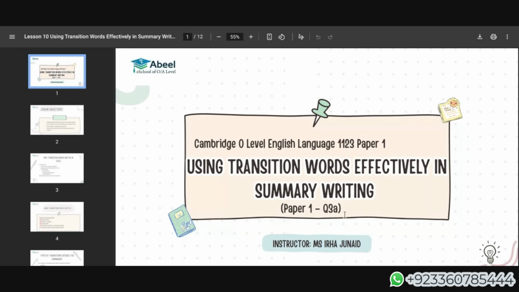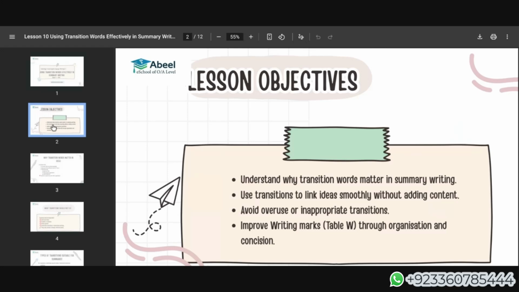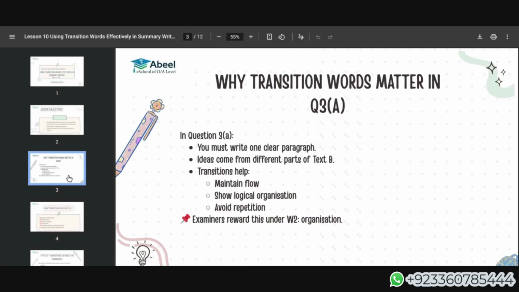So talking about the lesson objectives first, we will understand why transition words matter in the summary writing task, why we are using this aspect in the summary writing task, how to use transition words to link ideas smoothly without adding content, avoid overuse or inappropriate transitions, and improve writing marks through organization and concision.